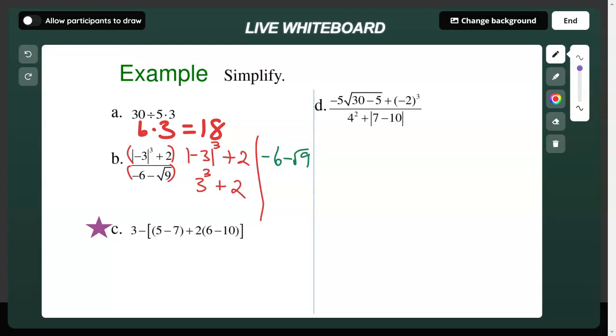Plus 2. Now, 3 cubed is what? 27 plus 2. 29. Okay? All right, I skipped that step because I was running over. Okay, 27 plus 2. Questions on that part? You good? Okay. All right, what's the first thing I'm going to do on the right? Square root of 9 is what? 3. Negative 6 minus 3.